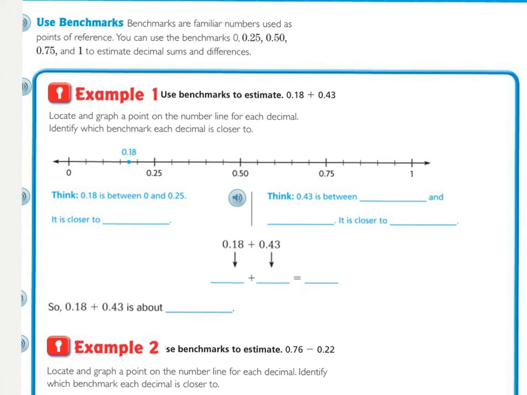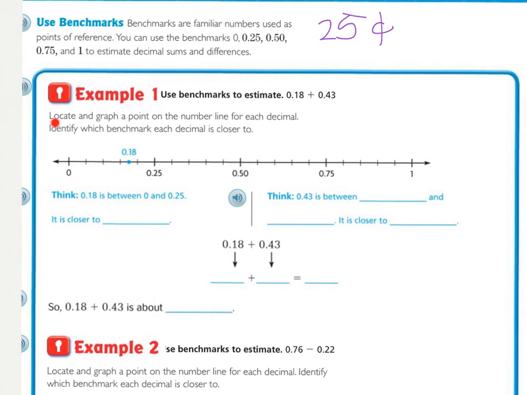Another way to form an estimate is to use benchmark numbers. Those are familiar numbers used as points of reference. And you can use benchmarks of 0, 25 hundredths, 50 hundredths, 75 hundredths, and 1 to estimate decimal sums and differences. I like to think about those as like 25 cents because I know that it takes 4 quarters to make $1, and I can easily add that up in my head. And so we're going to use benchmarks to estimate 18 hundredths and 43 hundredths.